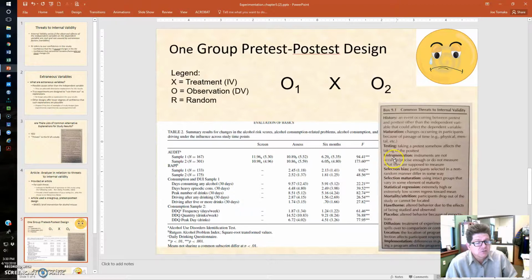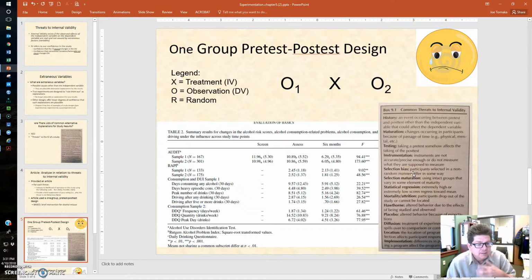Let's skip on. Let's look at instrumentation. Well, instruments are not accurate or precise enough, or do not measure what they're supposed to measure. I would rule this one out. I would say this one's unlikely, not plausible, not possible in this study, especially for instruments like the audit and the Rutgers Alcohol Problem Inventory, which have a large degree of validity and reliability, have been used a lot. It's less likely, right? One more, because I'm running out of time on my 15-minute timer for these videos.